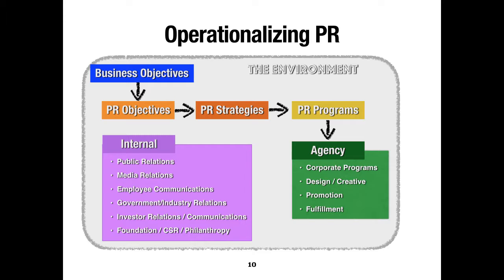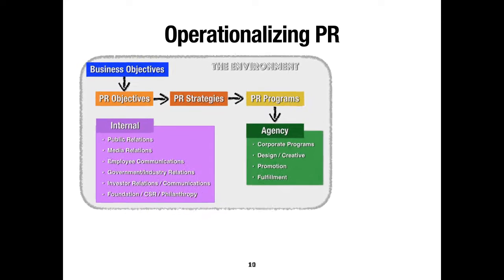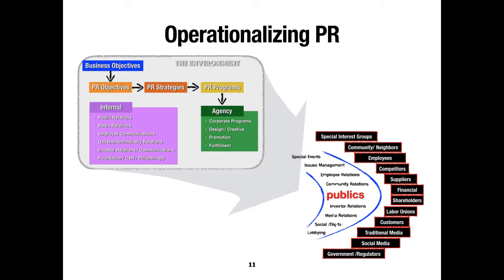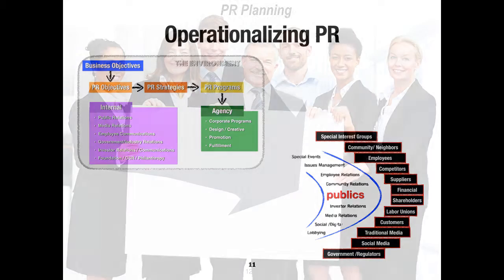The agency is going to be good at developing corporate programs, higher levels of design and creative, promotion, fulfillment. Internally, public relations, media relations, employee relations, these are all really good internal functions because they're really the company speaking on its own behalf. Now, if we look at that and juxtapose it to our first session when we talked about the boundary spanning functions, you can see how it all fits in. It all makes some sense.